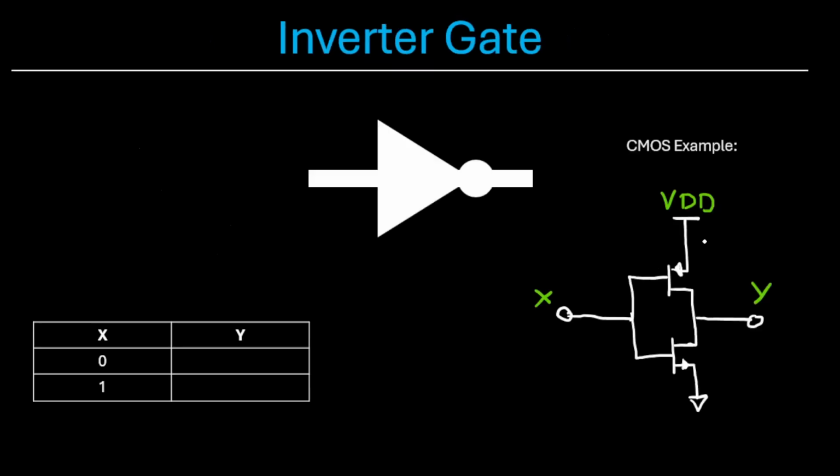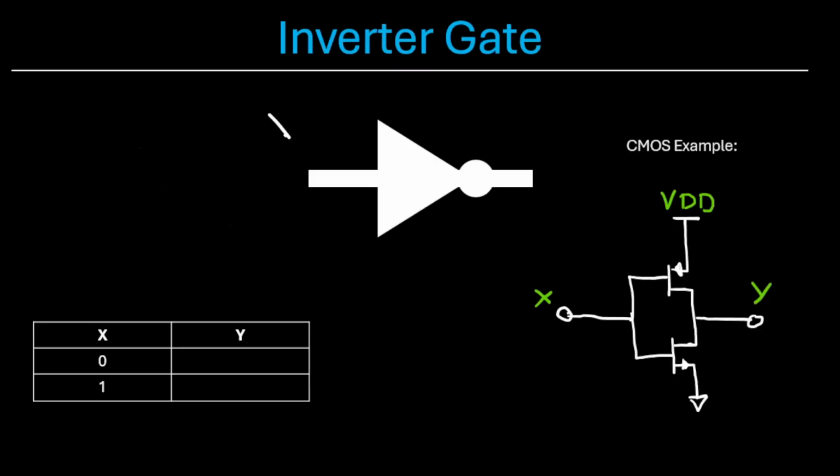Hello everyone. Today we're going to be learning about the inverter and the buffer gate. So here's our typical inverter. It looks like this, a triangle with a dot on the end. And this is what our buffer gate looks like. Exact same thing, just minus the dot on the end.